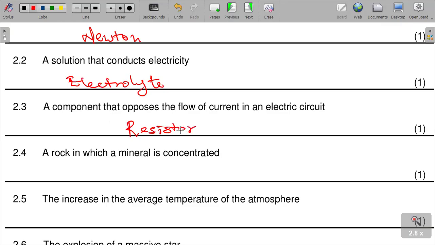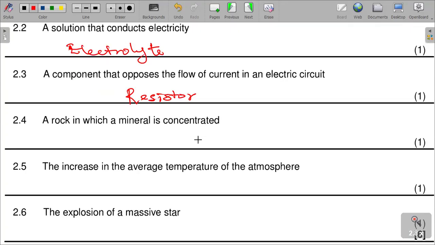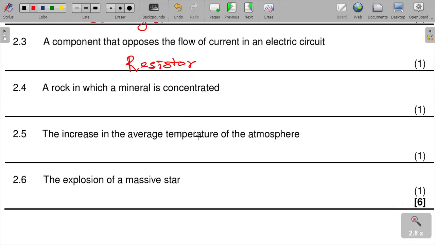It is a resistor class. A resistor actually opposes the flow of current in a what? It actually reduces the amount of electricity that is circulating through a what? A circuit. A rock in which a mineral is concentrated.